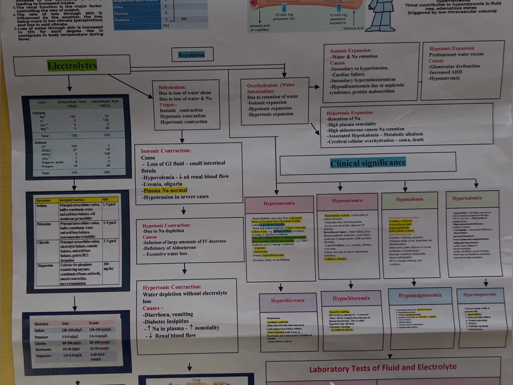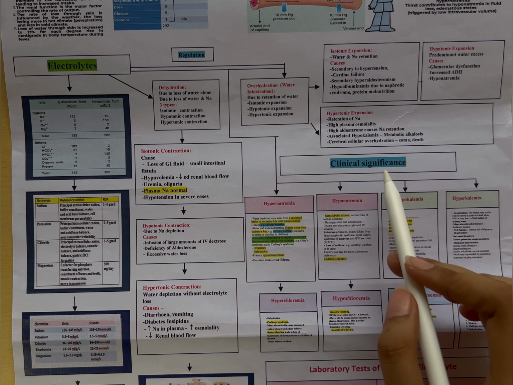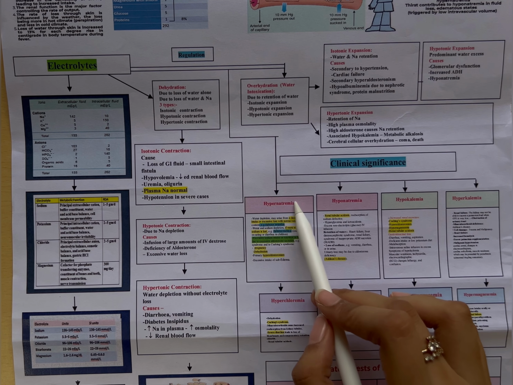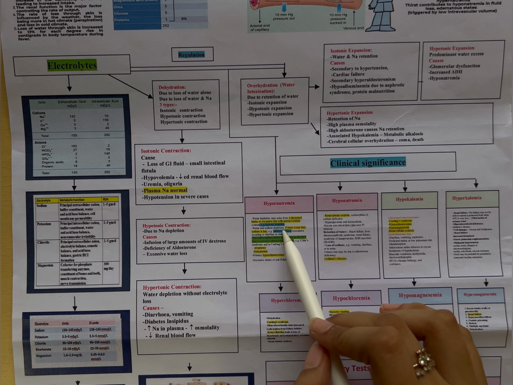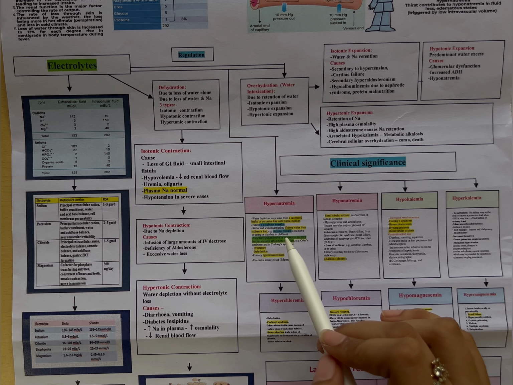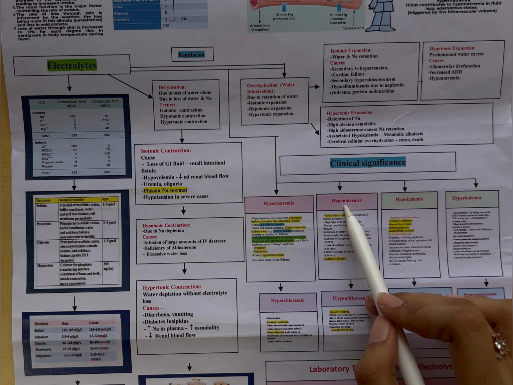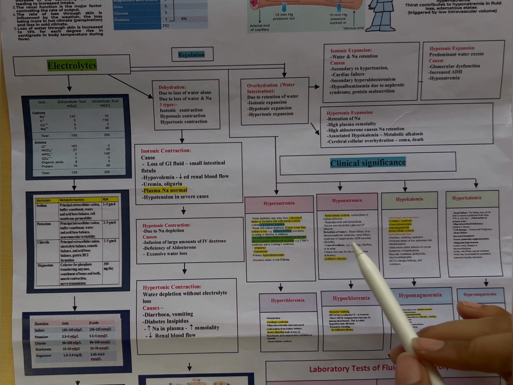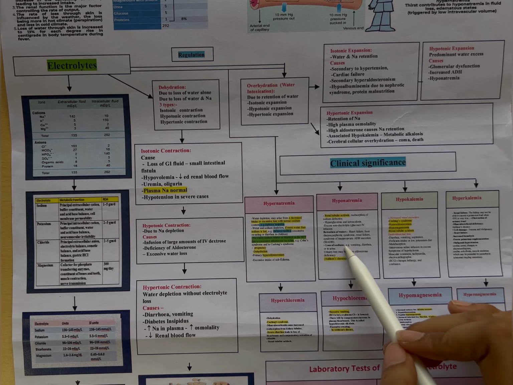Now let's see the clinical significance of electrolyte imbalance. High sodium levels in blood is called hypernatremia, which is caused by water loss and high sodium intake. Symptoms include thirst, restlessness, and coma. Next is low sodium levels in blood, called hyponatremia, caused by excess water intake and consumption of drugs like diuretics. Symptoms include nausea, seizures, and confusion.